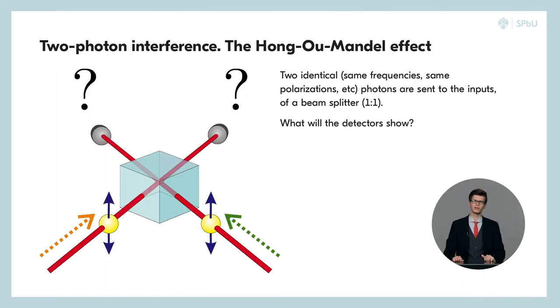But before going back to the experiment scheme, we'll consider one simple but very illustrative physical phenomenon. This is a two-photon interference effect known as the Hong-Ou-Mandel effect. It will help us to figure out how Alice performs her measurement process.